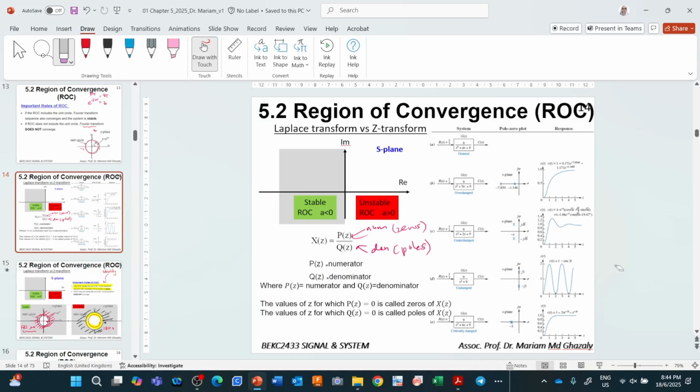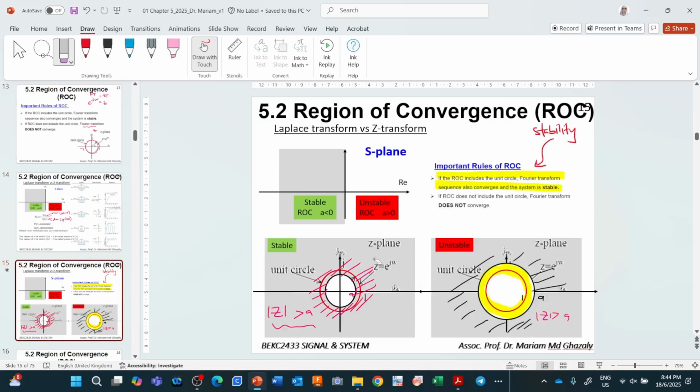Similarly for the Z transform, this is what I explained just now. You can plot whether a system is stable or not based on the region of convergence. The first one that I explained is the stable system, whereby the region of convergence covers the unit circle. Inside here, the unit circle is labeled by the red line. This one is the equation for Z more than A. So you have A here.